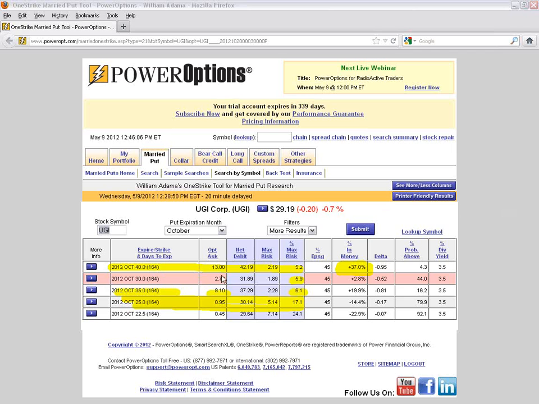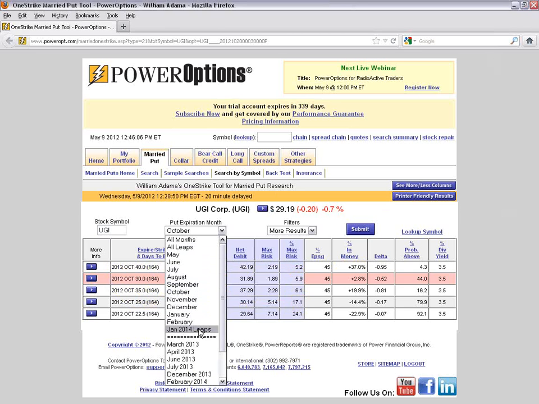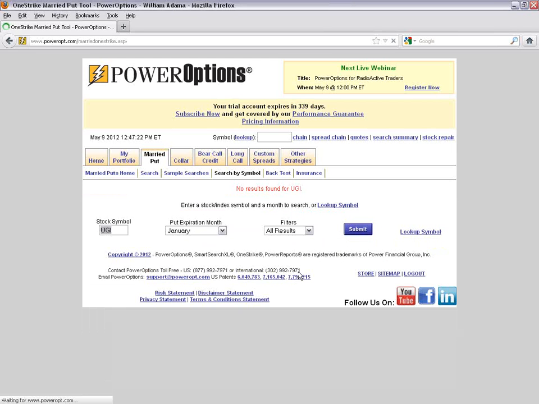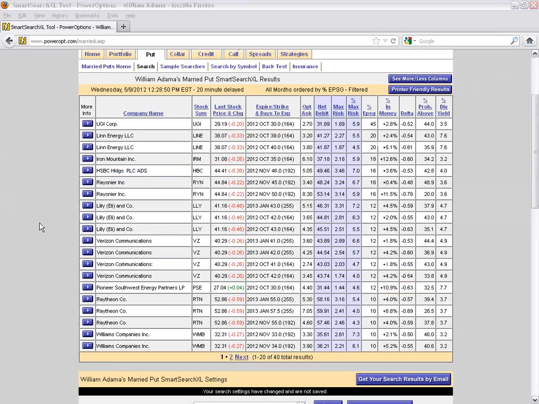So that's my next step. I want to look at the different strikes, see if there's something I might be missing. I could also go to different months. Maybe this offers leaps. Well, let me take a look at January. Is there anything out in January 2013? Nope, didn't have any of those there. So let's go ahead and close that down.